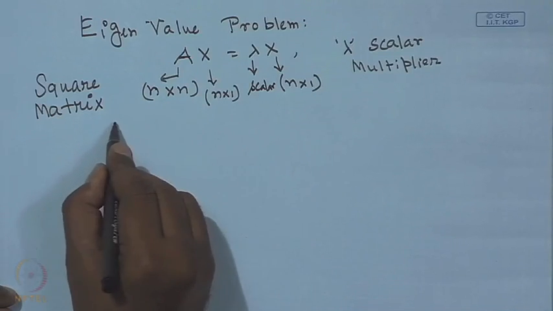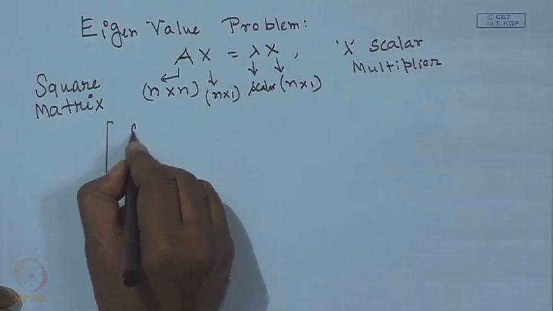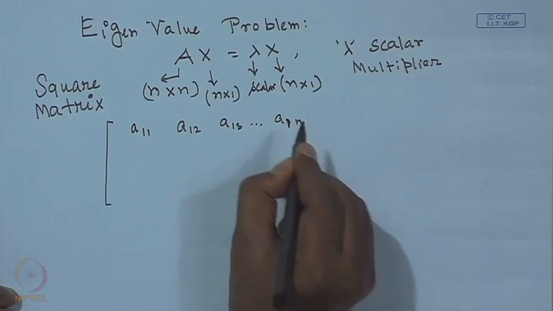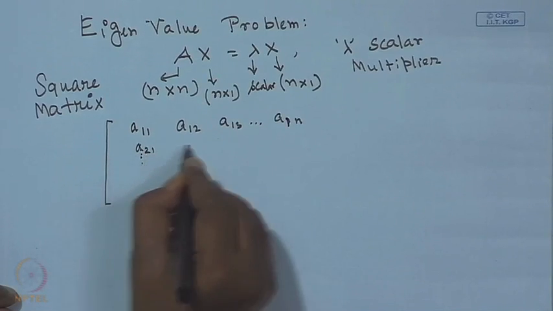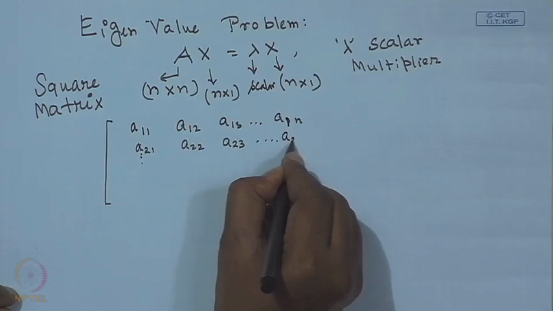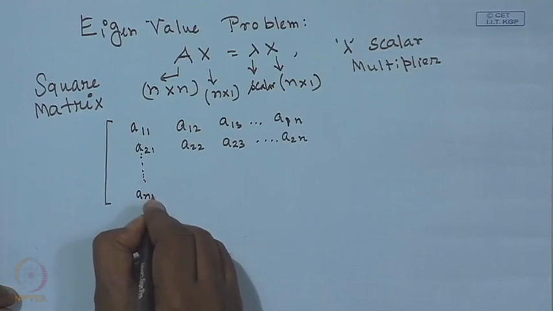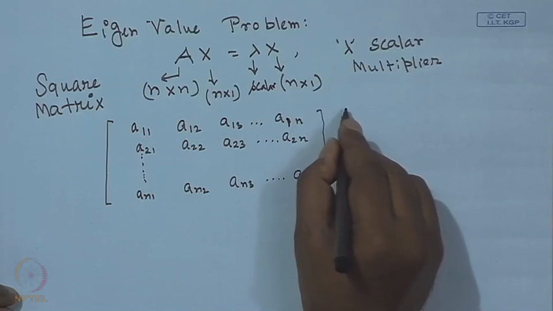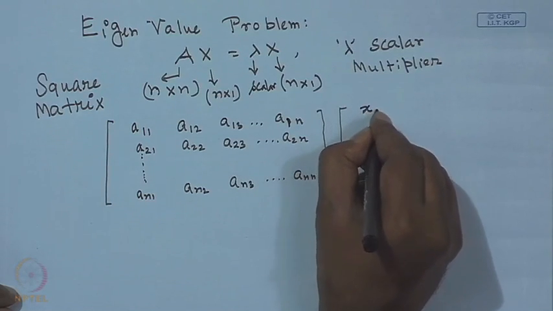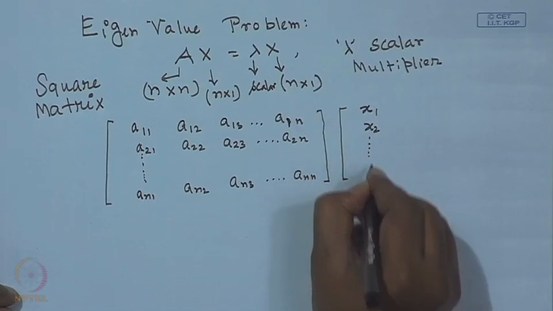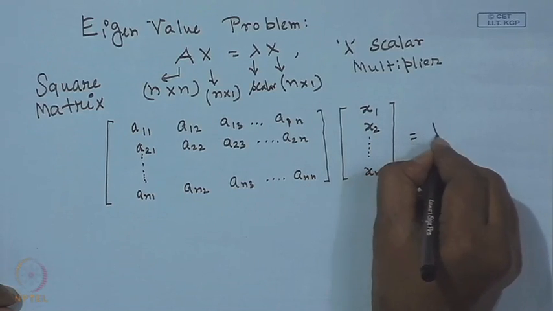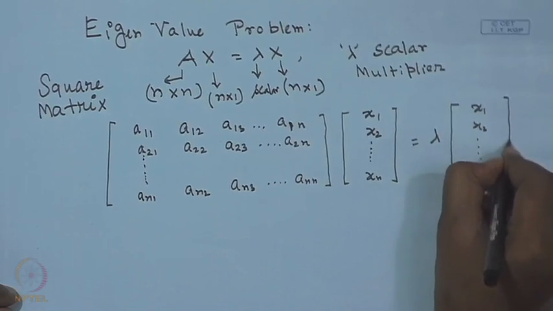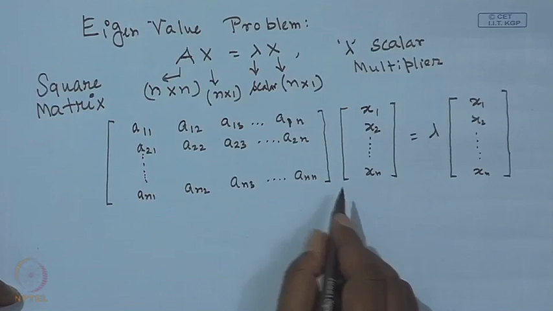So, if we write the different elements of matrix A: A11, A12, A13 up to A1n, A21, A22, A23 up to A2n, then AN1, AN2, AN3 up to ANn, multiplied by the different elements of vector x: x1, x2 up to xn, is equal to lambda times x1, x2 up to xn.